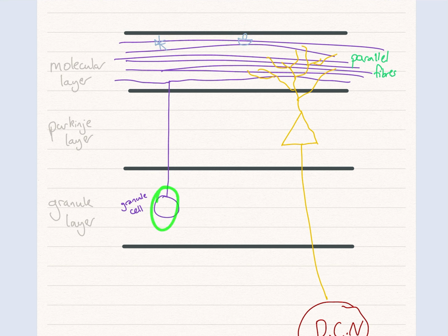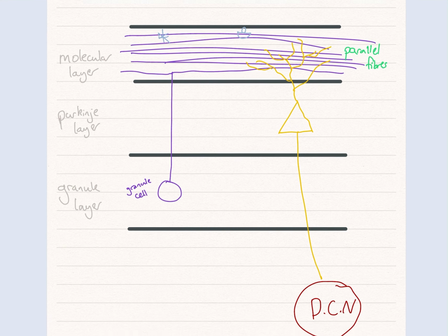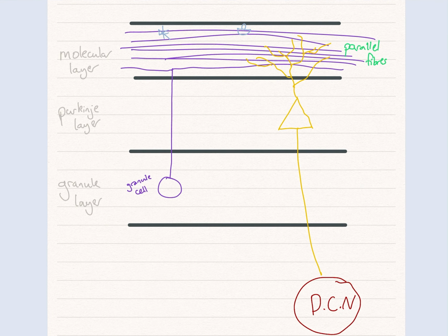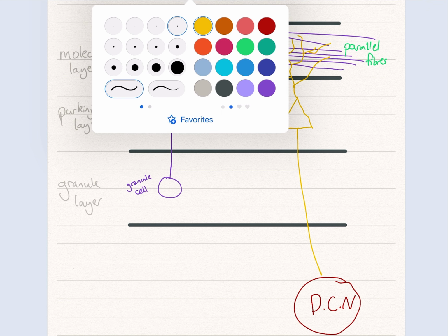Then you've got the granule cell here, which splits into parallel fibers, and then here you've got the Purkinje cell, which goes down. Purkinje cell is the only cell that's going to leave the cerebellar cortex and go to the deep cerebellar nuclei. And so that's basically setting the scene for what happens at the cortex. So now let's actually have a look at what is going on.